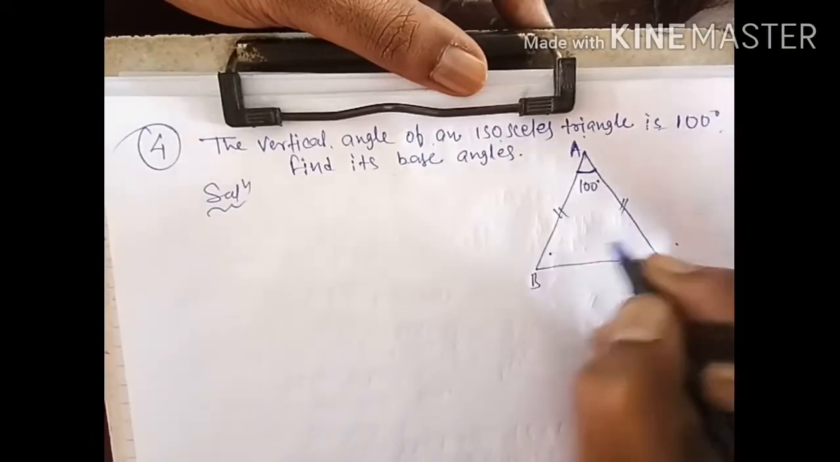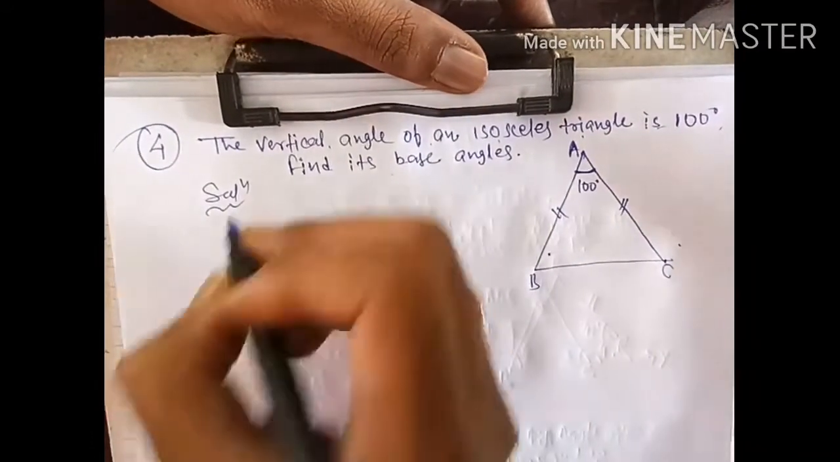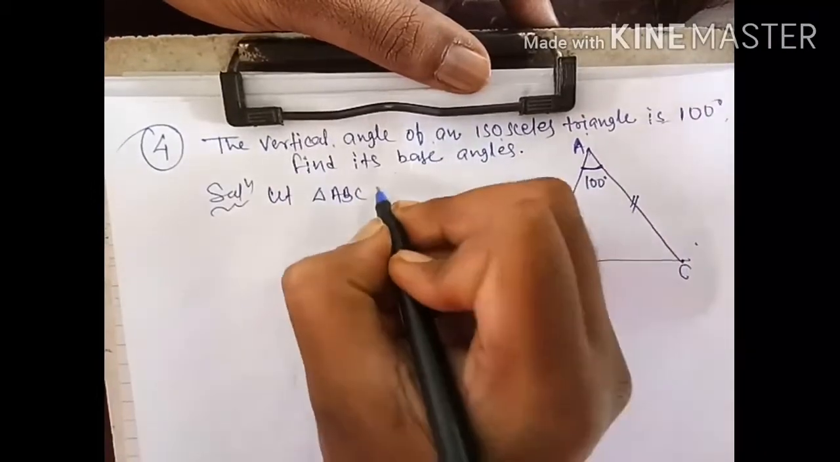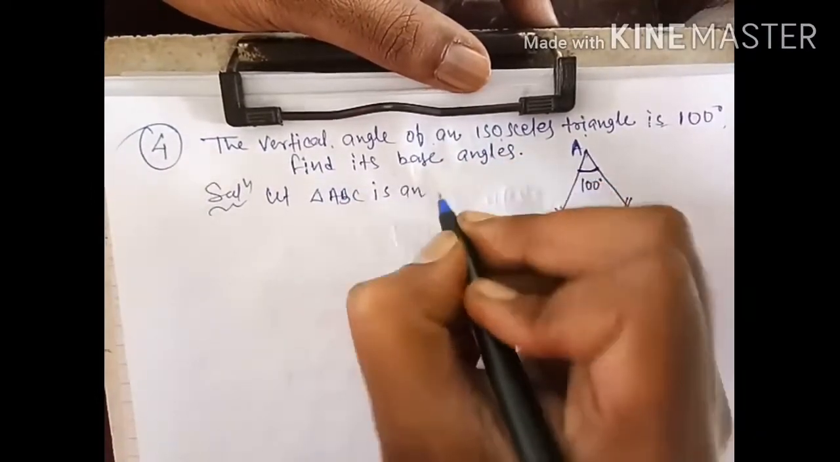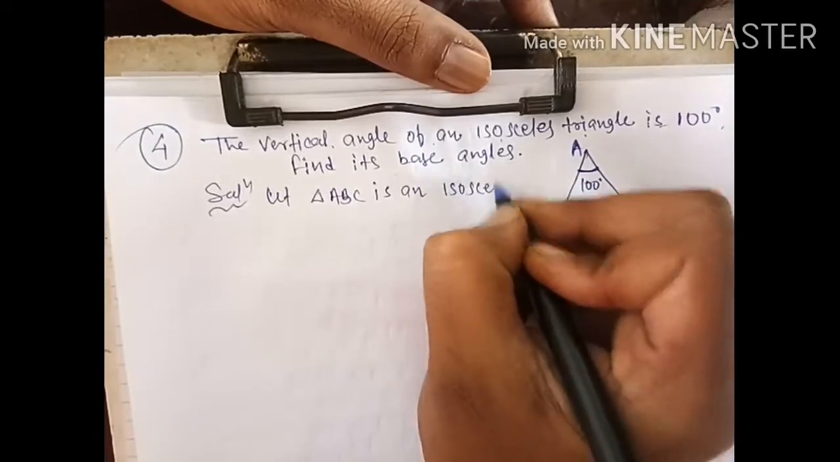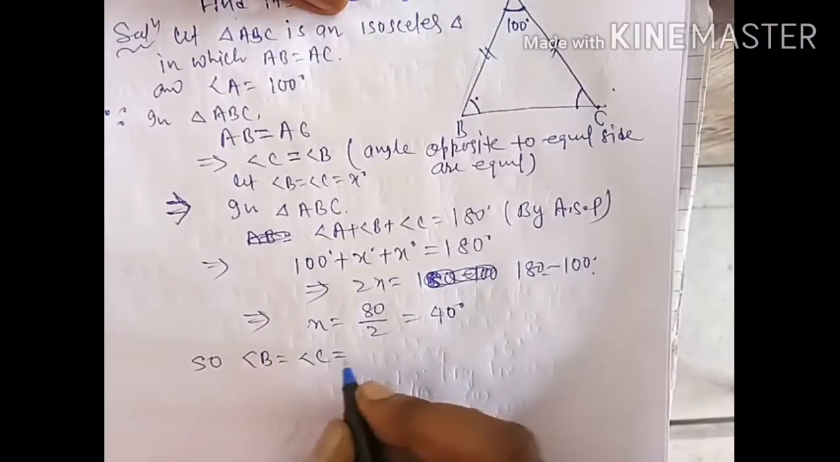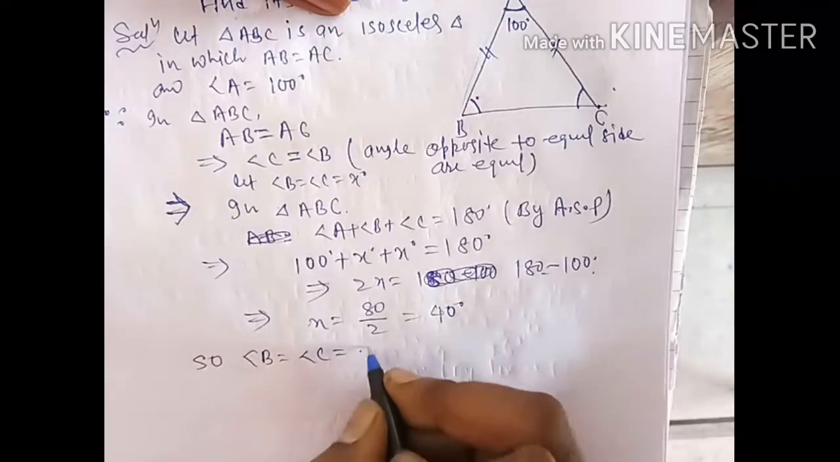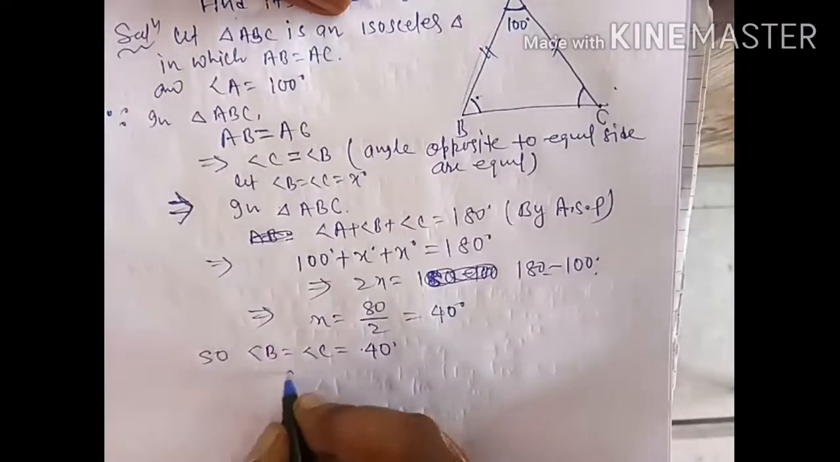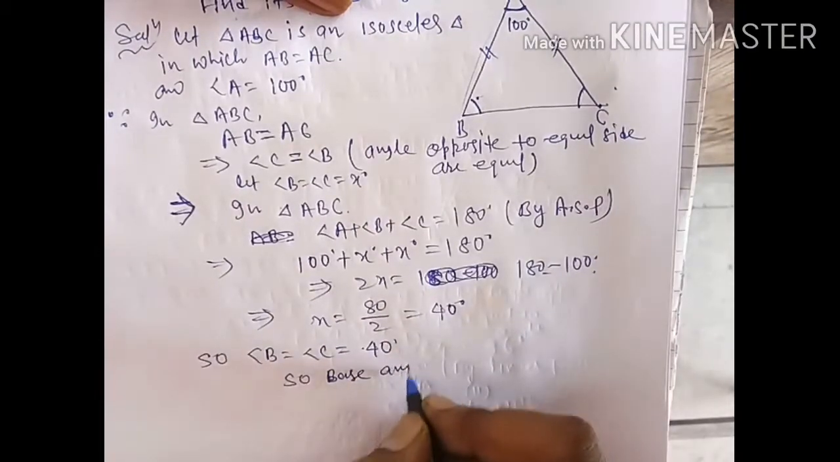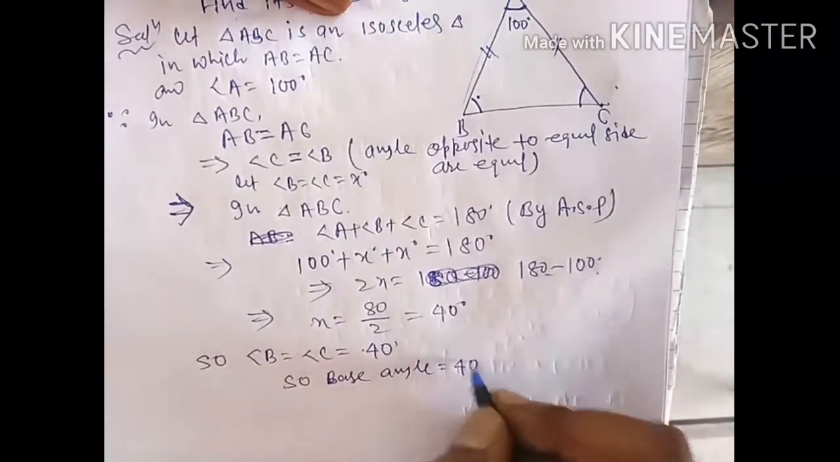Suppose AB is equal to AC. So let triangle ABC is an isosceles triangle. Angle B is equal to angle C is equal to 40 degree. So base angle is equal to 40 degree.